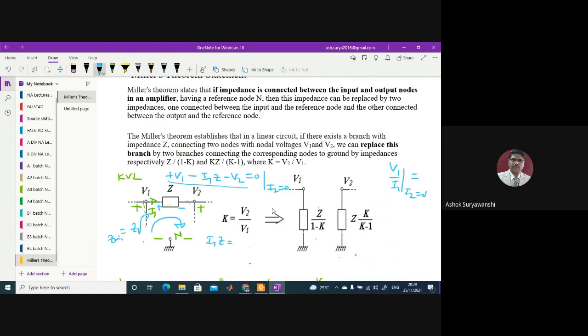I1 Z equals V1 minus V2. It means I1 equals V1 minus V2 upon Z.